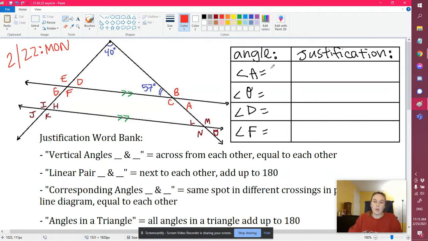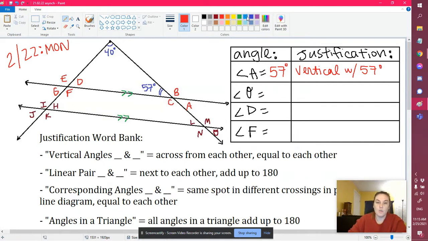So A, I think we said this in class. If we're looking at A, the only one we know around it is 57. So we're going to zoom in on this and only care about this crossing, not the rest of the diagram. And we're going to say A and 57 are across from each other. We call those vertical angles. Vertical with 57. And that means A is equal to 57 because vertical angles are always equal to each other. And that's good. We can write exactly that, and that's full credit, right?